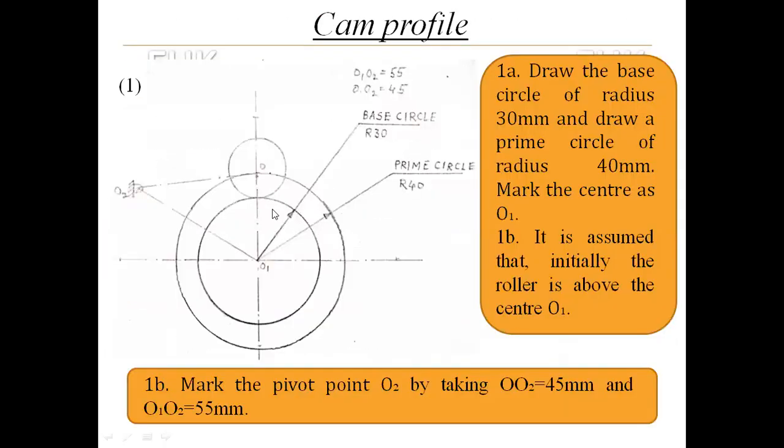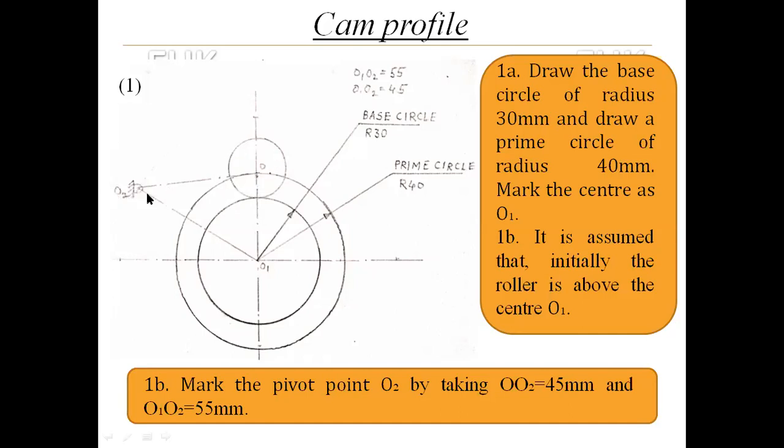So that distance is between the fulcrum center and the cam rotation center, and it is given 55 mm. So with 55 mm in the compass and O1 as a center, I will draw the arc which will cut the previous arc at point O2. So that point I will get here, O2, which is the intersection of the arcs. This is nothing but the fulcrum point on which that arm is oscillating along with the roller.